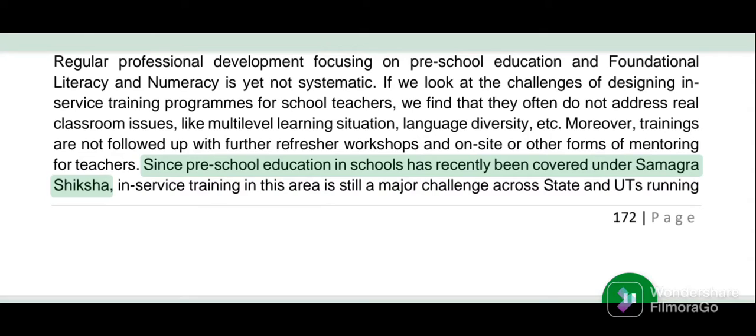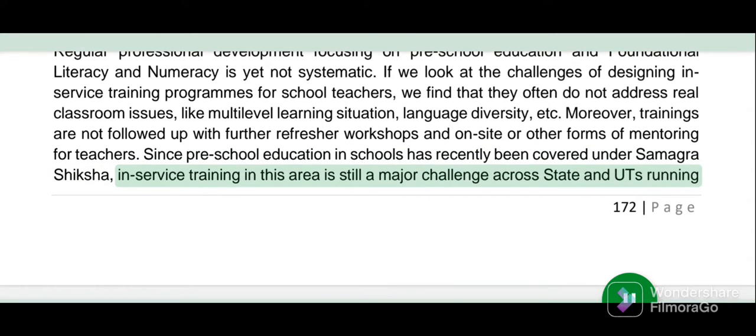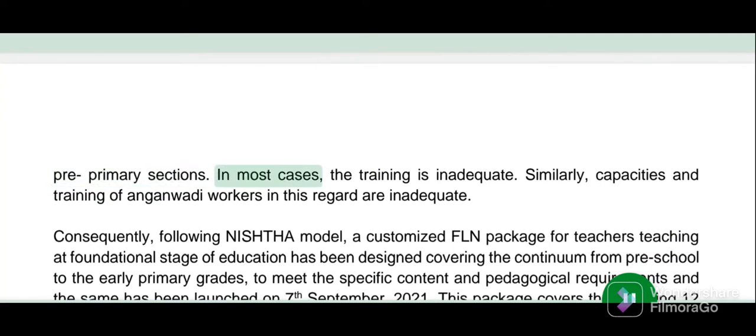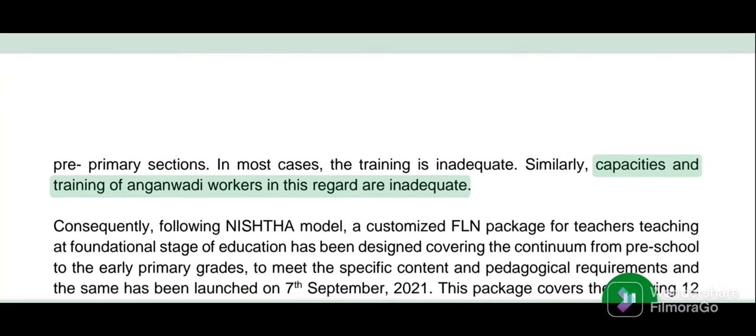Since preschool education in schools has recently been covered under Samagra Shiksha, in-service training in this area is still a major challenge across states and UTs running pre-primary sections. In most cases, the training is inadequate. Similarly, capacities and training of Anganwadi workers in this regard are inadequate.